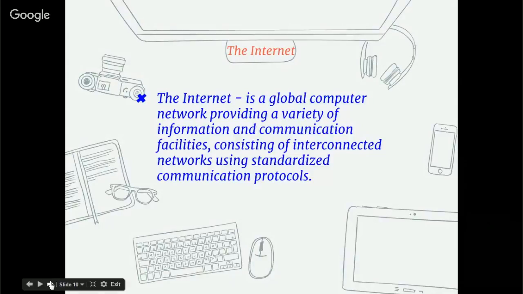And the internet is a global computer network providing a variety of information and communication facilities, consisting of interconnected networks using standardized communication protocols. That's a mouthful, but it covers basically everything. So it's just a network of networks. So you have a lot of networks just connected.